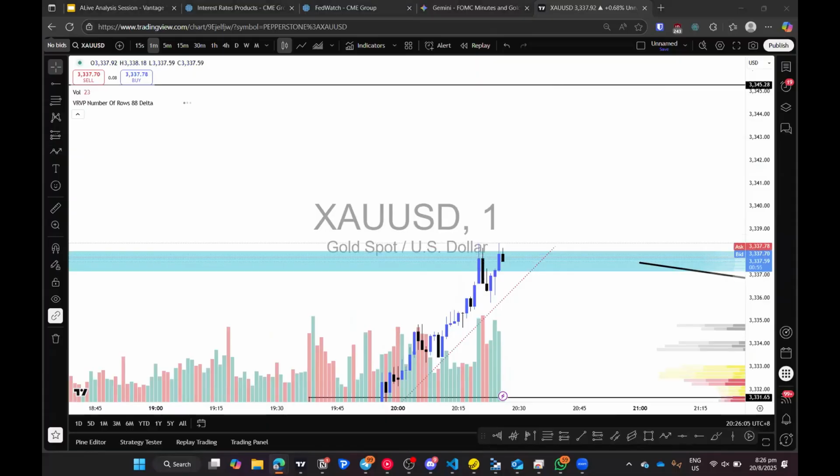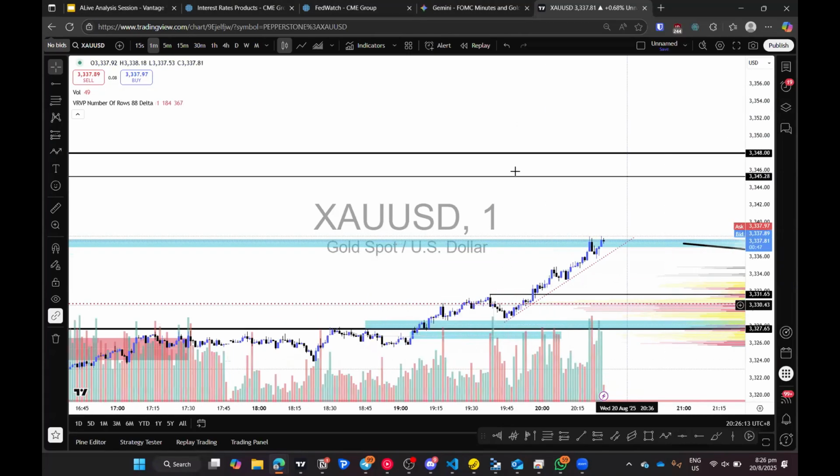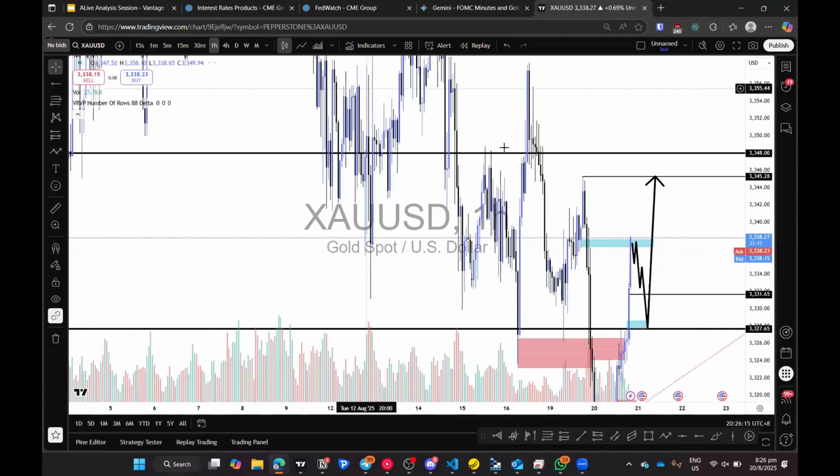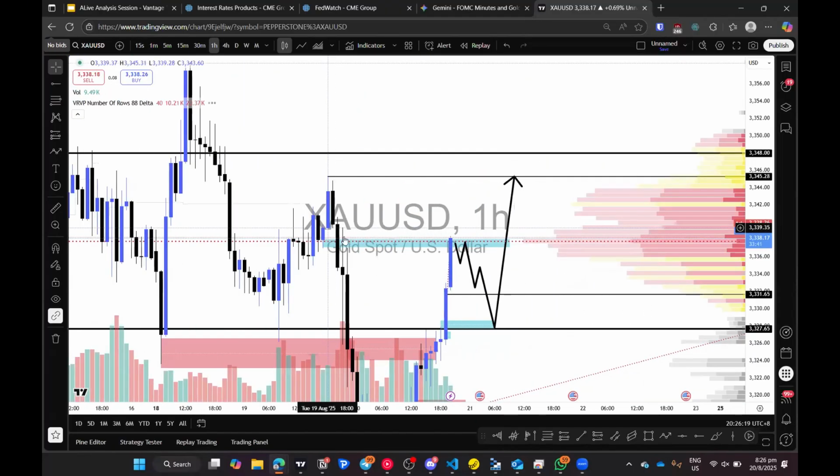Cool. So that's what I have for gold. Right now there are no sell signals, even though on the higher time frame we are looking for sells. We're going to watch these levels, and then the target is at least 3345.9.